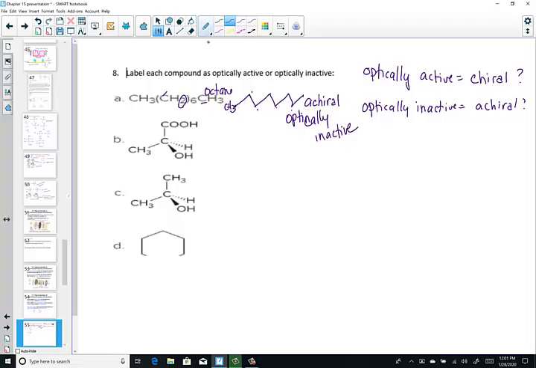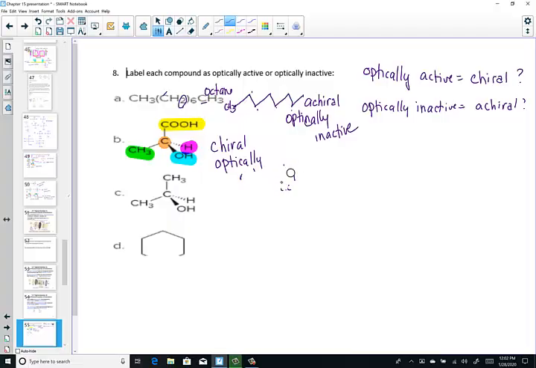Let's turn our attention to letter B. Here I notice letter B in the center gives me a chiral carbon. I have a Cu, a methyl, a hydroxyl, and a hydrogen. Those are 4 unique groups. Therefore, this is a chiral center, and therefore it is indeed optically active. It will rotate light either positive or negative, clockwise or counterclockwise direction.